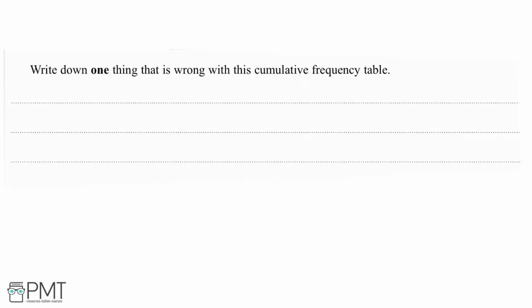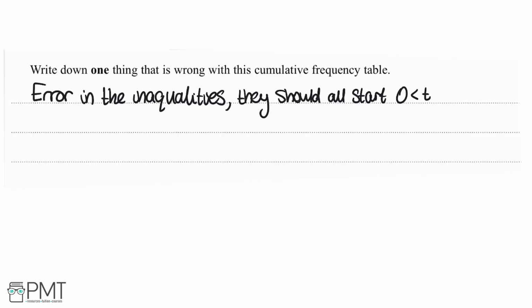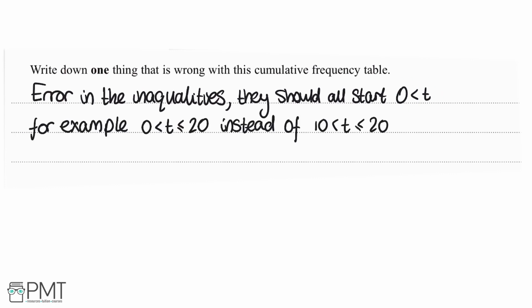So writing down one thing that is wrong with the cumulative frequency table, there's an error in the inequalities. They should all start going from 0 like this. And I'm just going to give an example to make it clear. So I'm going to say, for example, we should have t is greater than 0 and less than or equal to 20, instead of greater than 10 and less than or equal to 20. And for an answer along those sort of lines, you get 1 mark.